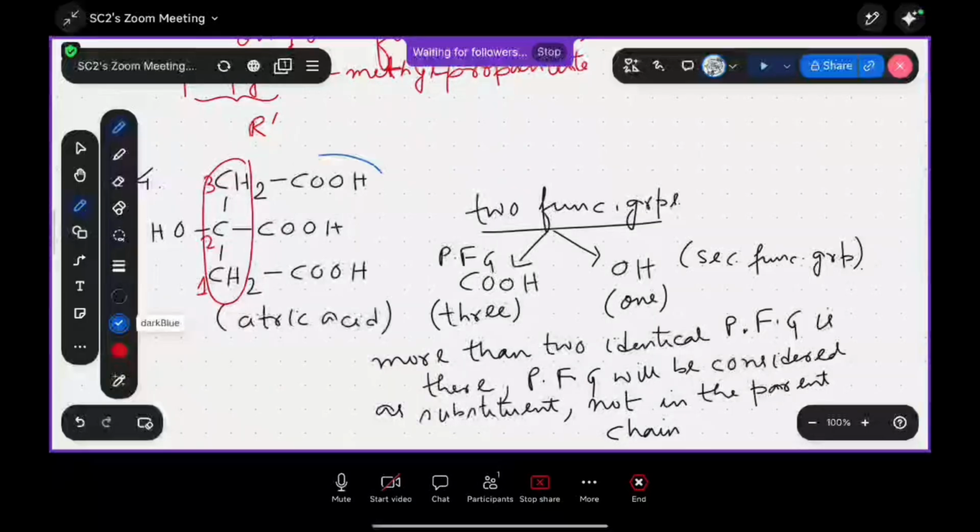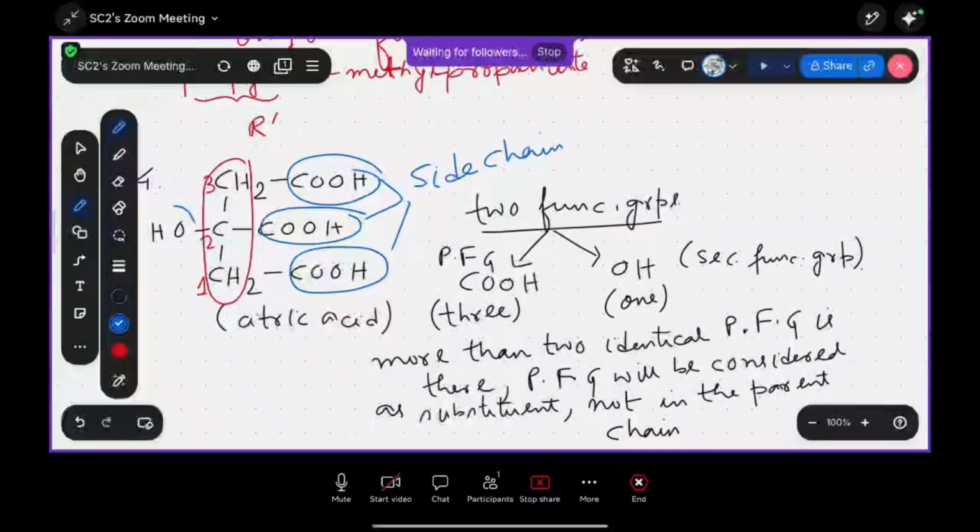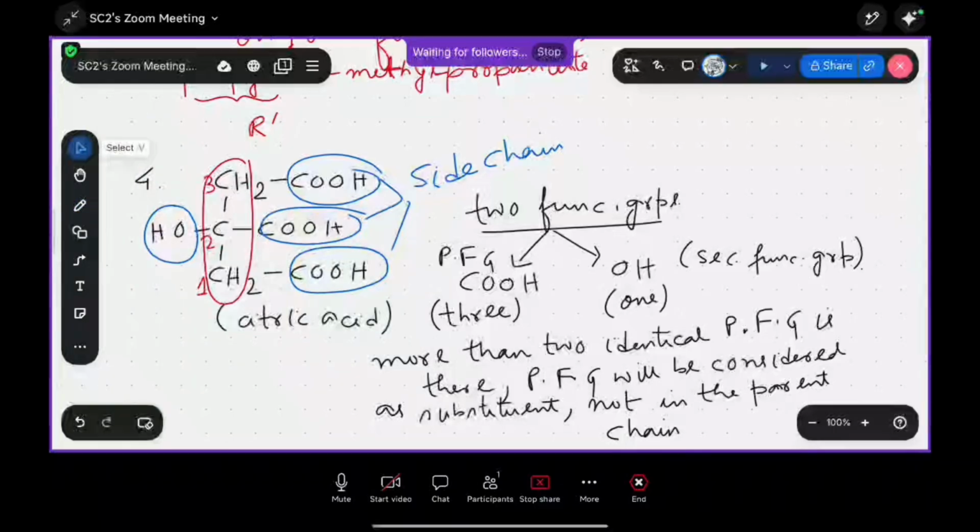The COOH, all the 3 COOH carboxylic groups will be treated as the side chain or the substituent, just like OH is already a side chain. It is a secondary functional group. But the COOH carboxylic groups will also be treated as side chain because there are 3 carboxylic groups. Identical groups are multiple.